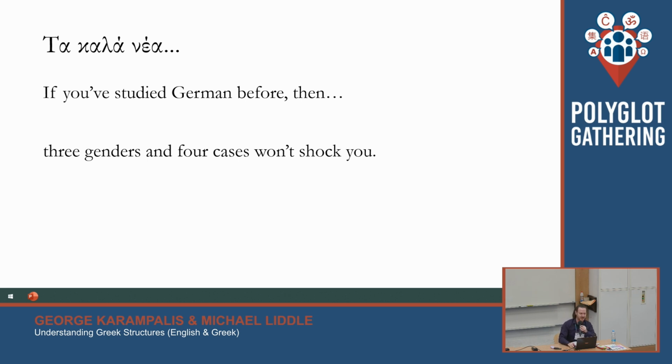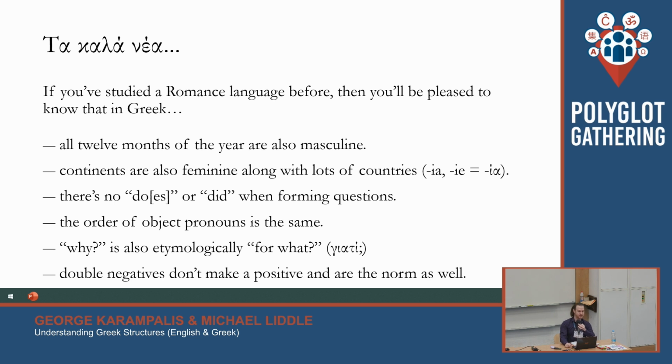It's nothing. There's even more good news. So if you already speak a Romance language, fortunately, all 12 months of the year, they're masculine too. Phew. Continents, feminine, and countries as well, if they end in ia or ie, it's going to be ia in Greek.